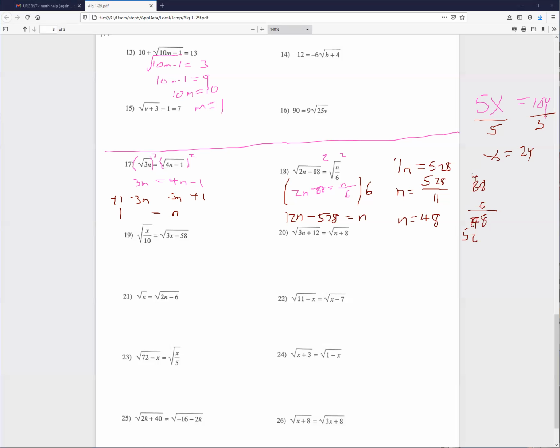Okay, slightly more complicated question, but not really a big deal when you get down to it. Of course, we didn't have to multiply by 6 if you didn't want to. Alternatively, we could have said, all right, 2n minus 88 equals n over 6. We could have said, let's do minus n over 6 to both sides and plus 88 to both sides.